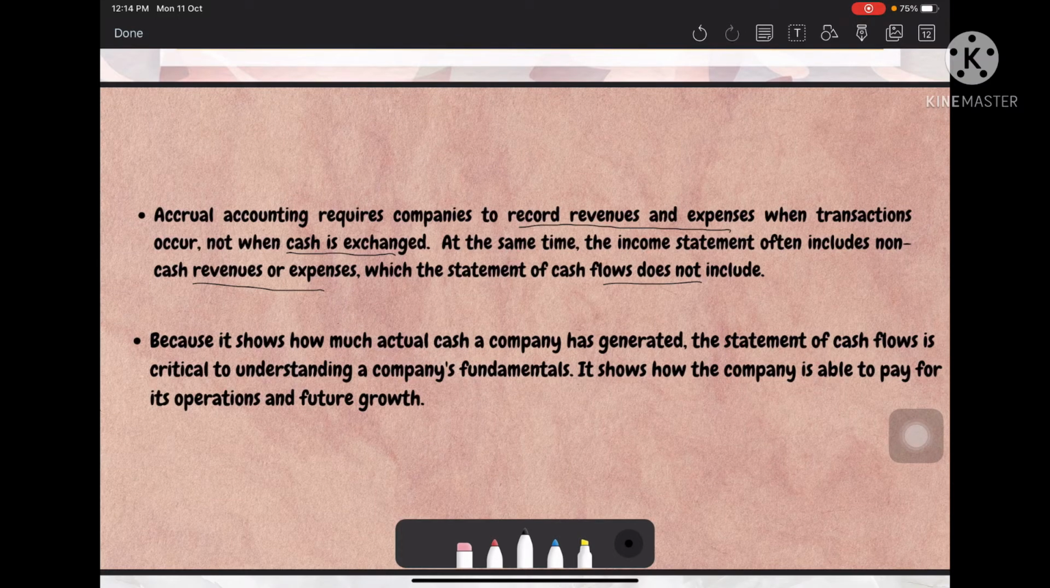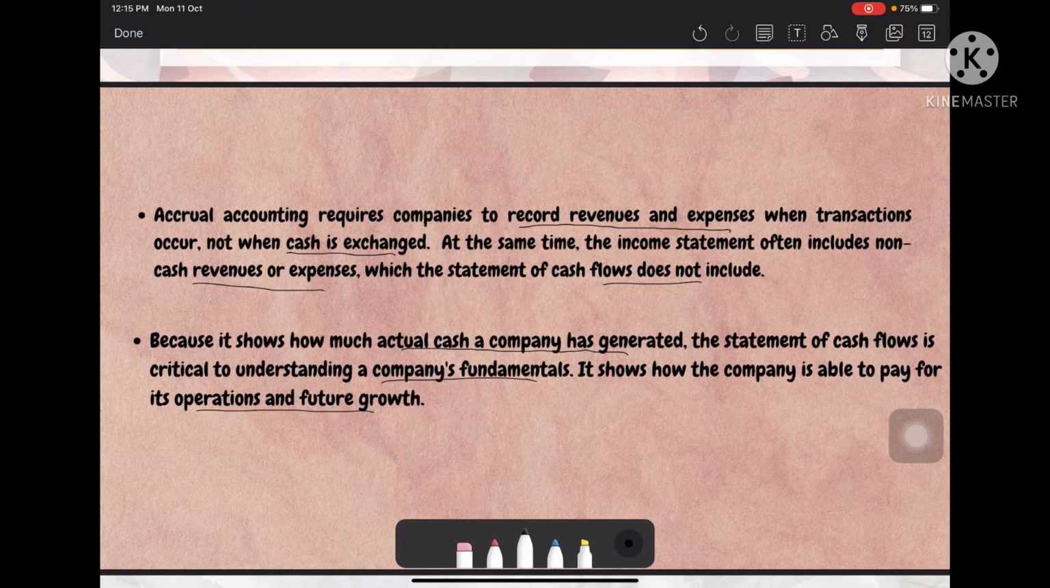Kita memang akan record yang melibatkan cash semata-mata dalam cash flow. Alright? And then because it shows how much actual cash a company has generated, the statement of cash flow is critical to understanding the company fundamentals. So kita nak tengoklah sebenarnya how much cash that the company has. So it shows how the company is able to pay for its operations and future growth.